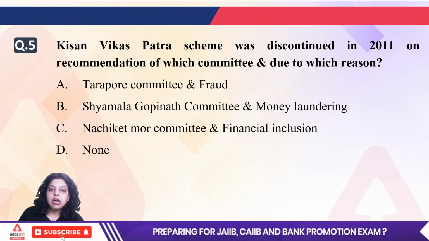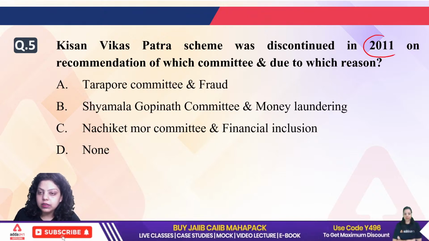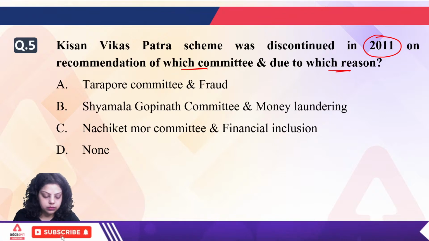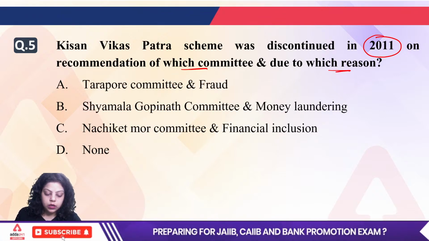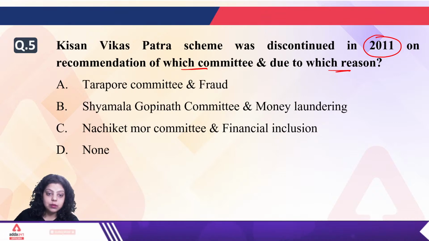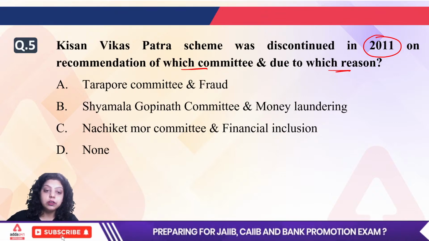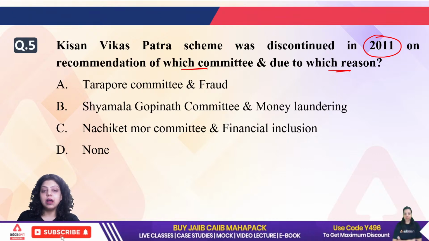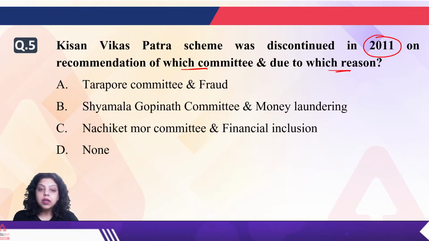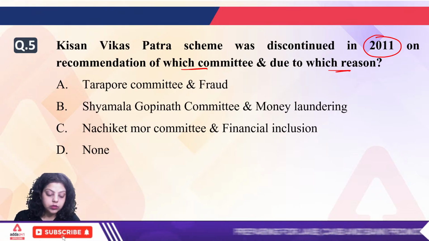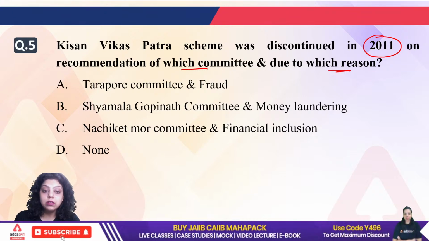Next, the Kisan Vikas Patra scheme was discontinued in the year 2011 on the recommendation of which committee and due to which reason? The Kisan Vikas Patra scheme was discontinued in the year 2011 because of which committee's recommendation, and what was the reason for discontinuing this scheme? Is it Tarapore committee and fraud? Is it Shyamala Gopinath committee and money laundering? Is it Nachiket Mor committee and financial inclusion, or is it none of the above? Which of the following will be the right answer? A, B, C or D?